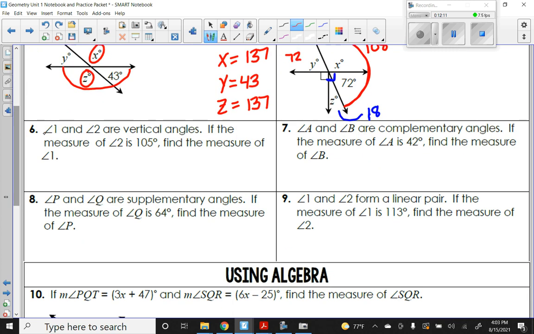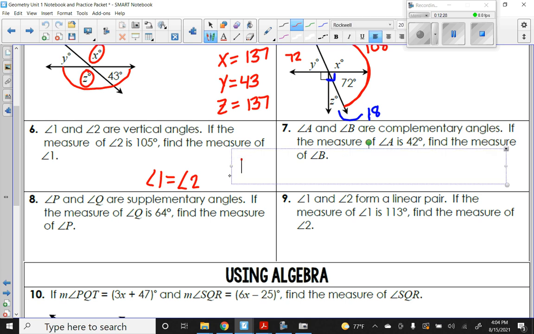All right, look at number 6. 1 and 2 are vertical. What does that mean? They're equal. So I'm going to make a note of that. Angle 1 equals angle 2. They're vertical. I'm just writing a little note. If the measure of 2 is 105, find the measure of angle 1. Well, done. They're equal. There's my pen again messing up. I don't know why it's doing that. So angle 1 is 105.